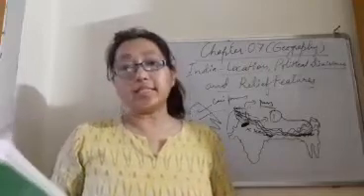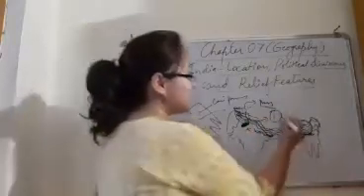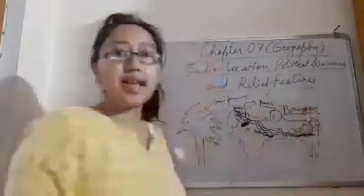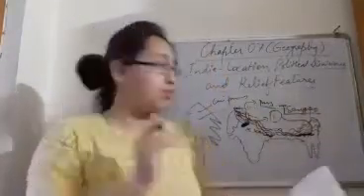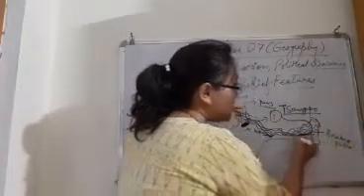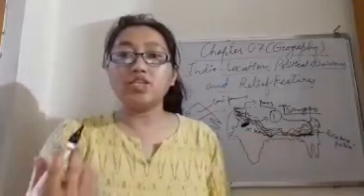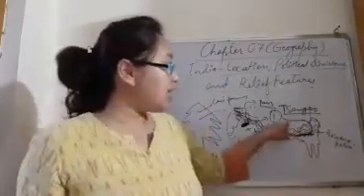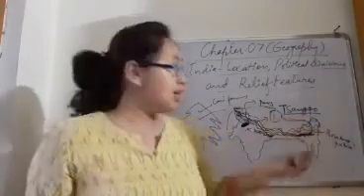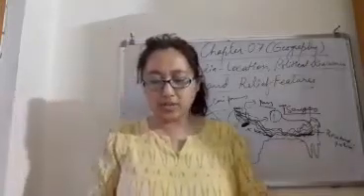The Brahmaputra originates in Tibet, in China, where it is called Tsangpo. T is silent here, and it is written as T-S-A-N-G-P-O, Tsangpo. When it enters India, we call it Brahmaputra. And when it enters Bangladesh, the river is called Jamuna, right? So it has got three names. In China, Tsangpo. In India, in Assam, we call it Brahmaputra. And when it enters Bangladesh, they call this river Jamuna, right? So it has got three names.